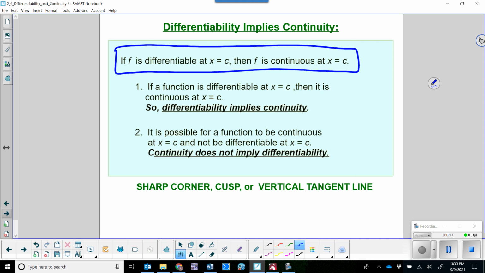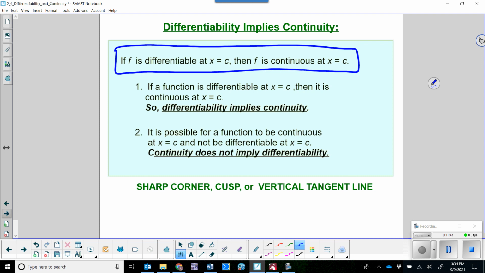Differentiable means it has a derivative. The derivative is the slope of a tangent line. If there's a slope of a tangent line that does exist, then there must be a point there. You can't have a tangent line there if there wasn't a point there. Okay, so it's kind of easy to think through this. So if you're told something's differentiable, then you definitely know it's continuous. Okay, so that's what number 1 says.